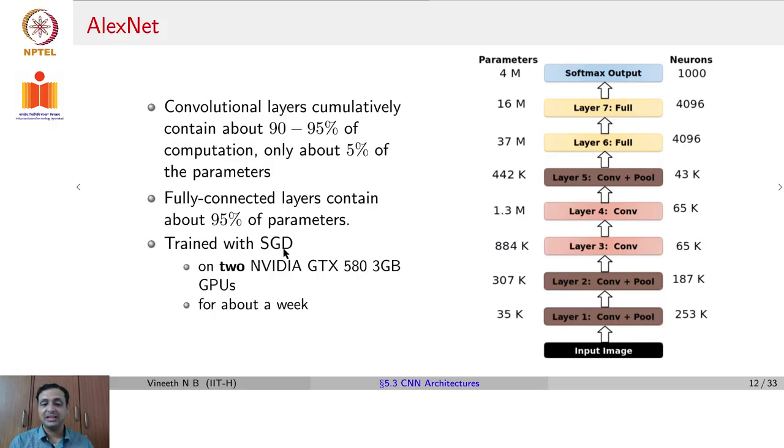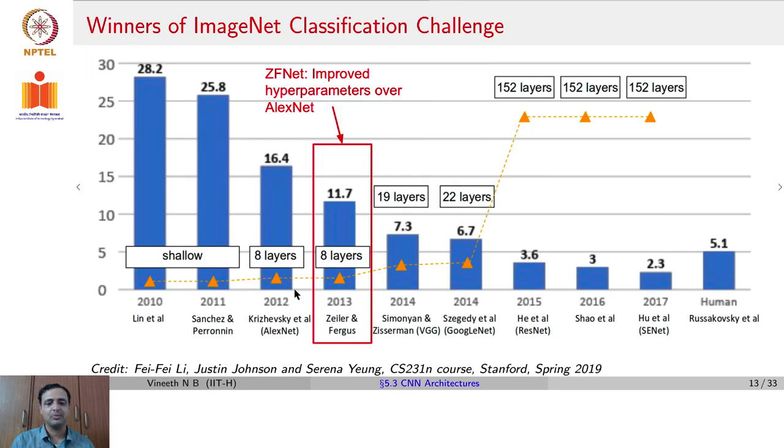AlexNet was trained with SGD, as I mentioned, on 2 NVIDIA GTX 580 GPUs, and that's what allowed them to fork the feature maps into 2 different GPUs, and it took them about a week to train this architecture. Today it can be done in much lesser time thanks to improvement of GPUs, but at that time it took them a week to train this architecture.